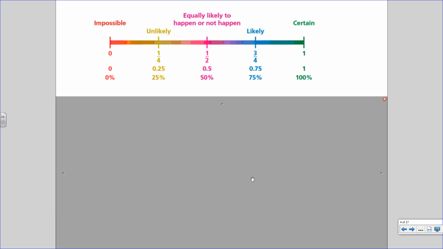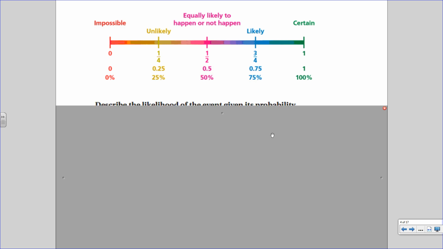So look at this chart on your notes. Notice over here to the left, impossible has a probability of 0. Over to the right in green, certain has a probability of 1. But if you have a probability of 1/4 or 0.25 or 25%, that's going to be unlikely. It's not likely to happen. If you have a probability of 50%, it's equally likely and unlikely. And if you have a probability of 75%, it's quite likely.